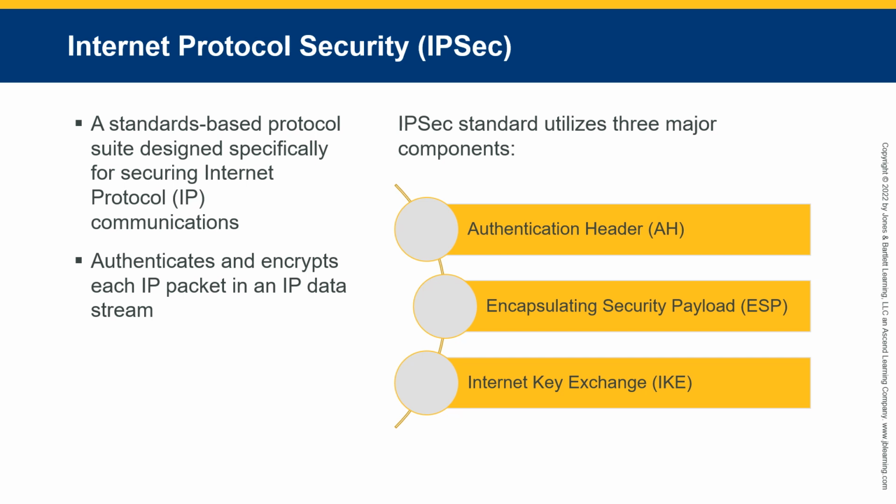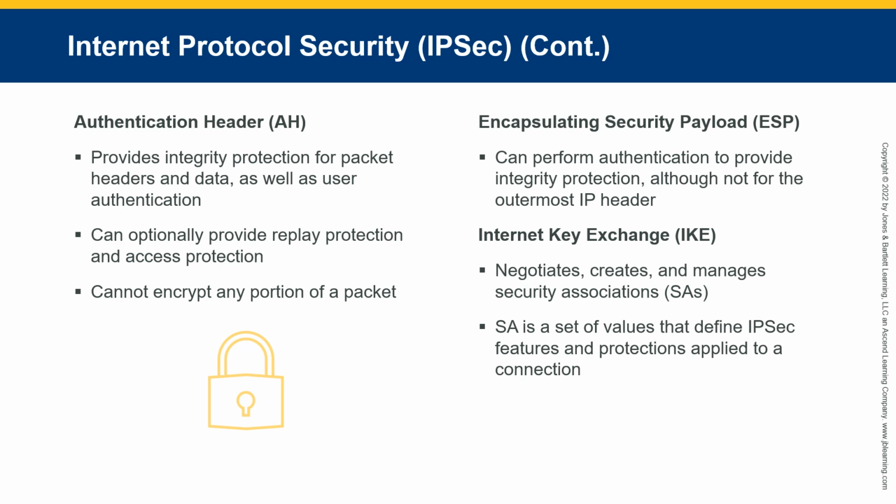So the IPsec standard utilizes three major components. The first one being the authentication header. Then comes the encapsulating security payload, and that's where everything is stuffed in, the encapsulation part, where the unencrypted packet gets stuffed into the other packet. And then comes the Internet Key Exchange, which allows for encryption to be enabled on them.